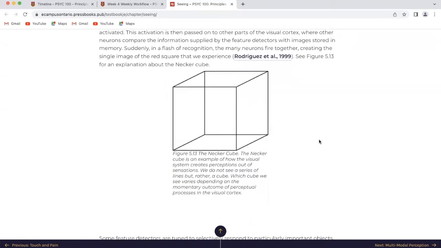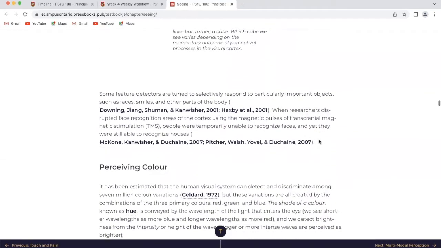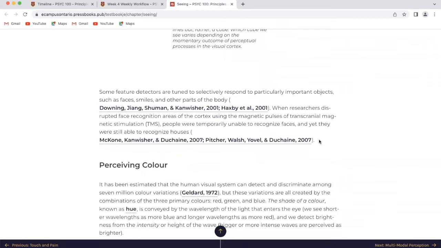we have an illustration here. The Necker cube is an example of how the visual system creates perceptions out of sensations. We do not see a series of lines, but rather a cube. Which cube we see varies depending on the momentary outcome of perceptual processes in the visual cortex. You have to look at this cube, it's quite fascinating.